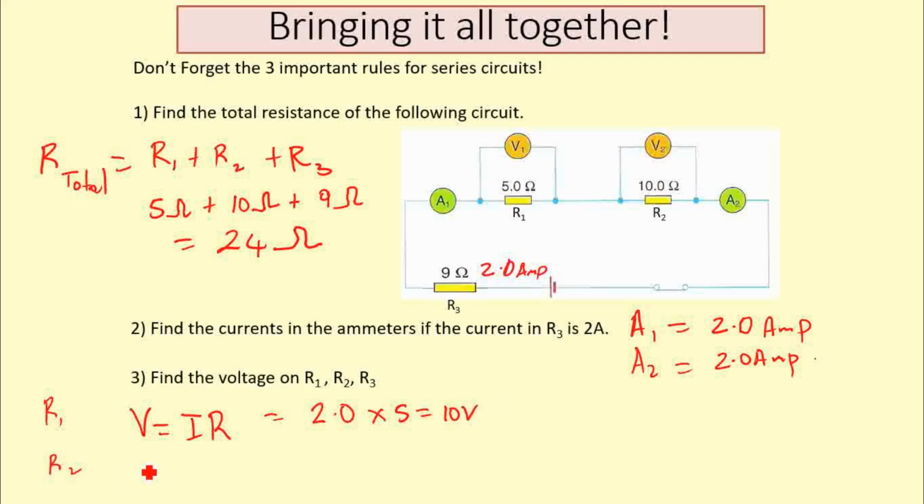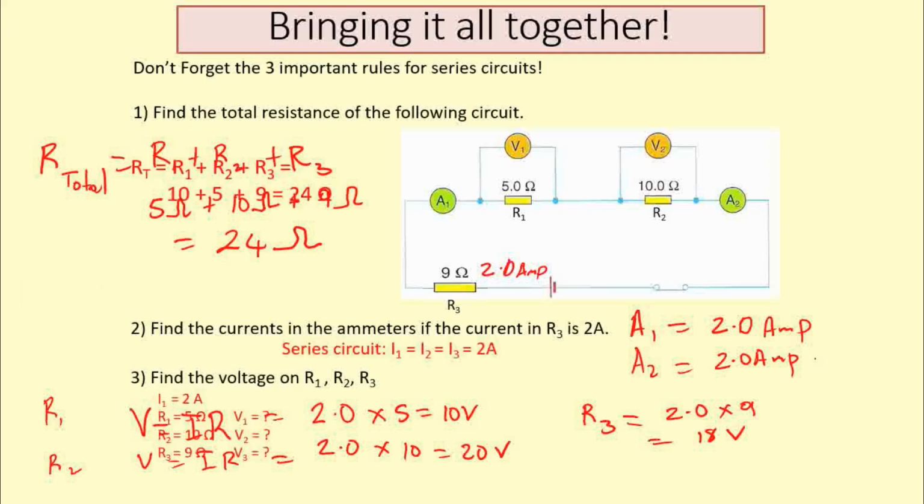Now let's look at R2. Again, we're still going to use that formula, V is equal to IR. Current is still going to be the same, and that's now going to be 20 volts. And at R3, it's going to be 2 times 9, which is equal to 18 volts. So you have to remember to apply all the rules. Our answers are all there.